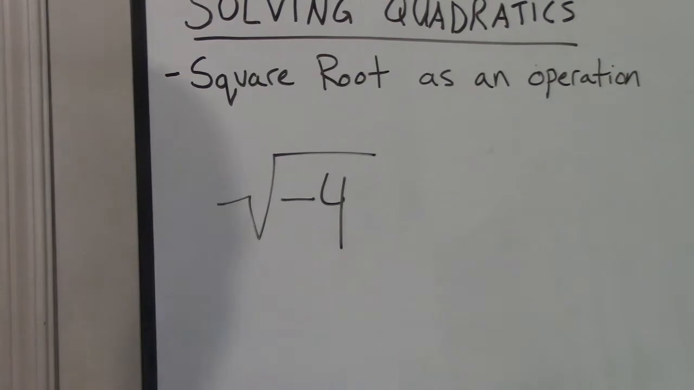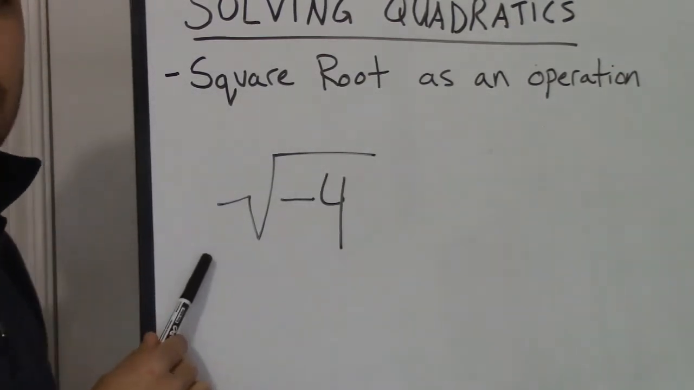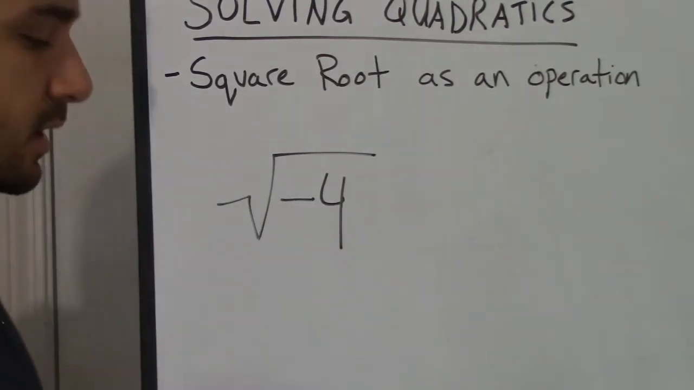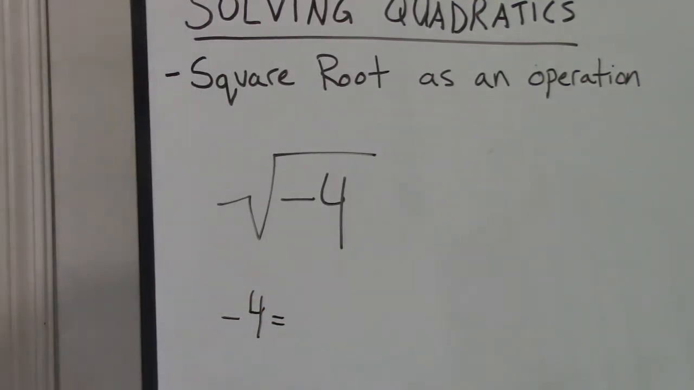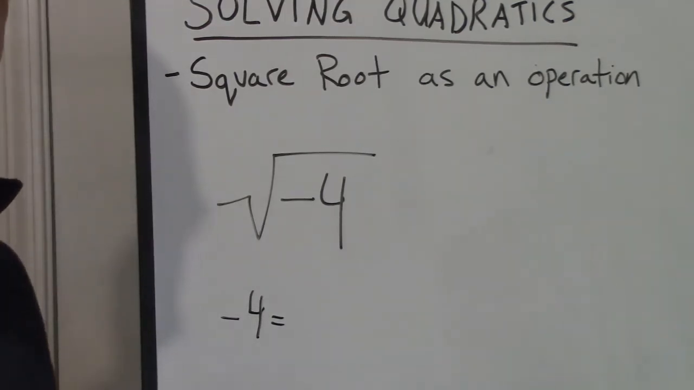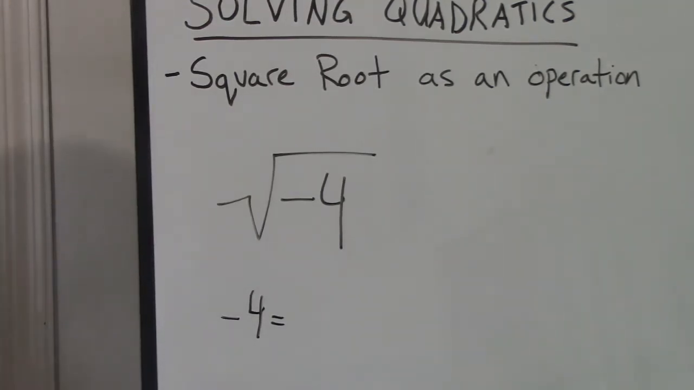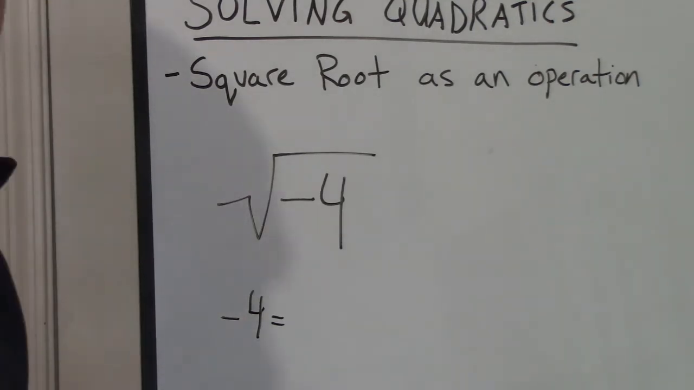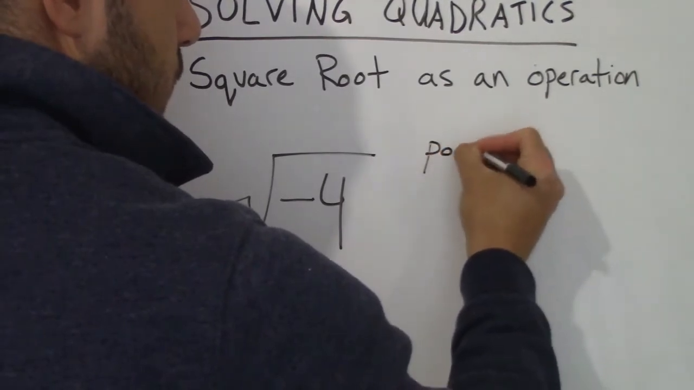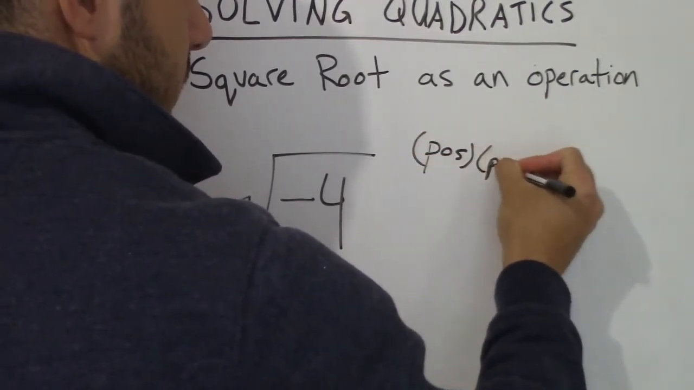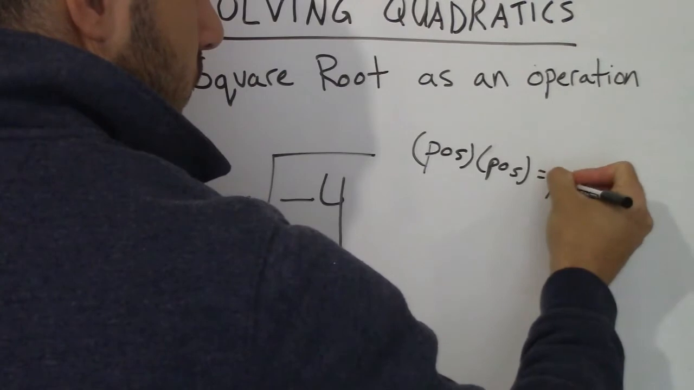There is another situation where you may end up getting the square root of a negative number. So if we were talking about negative 4, and we want to know what number can multiply by itself to get a negative 4, well, we just talked about in the last part that if you have a positive number times a positive number, you get a positive number. And if you have a negative number times a negative number, you get a positive. So let me write that out. A positive times a positive gives you a positive.